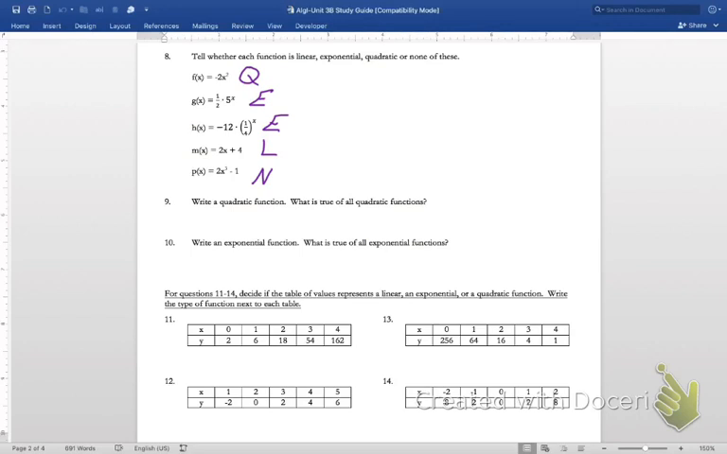So next, write a quadratic function, and what's true about all of them? Well, here's the easiest quadratic function we could probably write. y is equal to x squared. What is true of all quadratic functions? The largest power on a variable is 2.